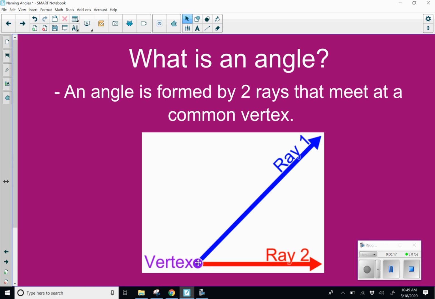Now your vertex is right here in purple. That's going to be where the two rays meet. Here in blue we have ray 1. Notice a ray starts at an endpoint and continues in a direction forever. And then here we have ray 2 in red. So as you can see, these two rays are meeting together at this vertex.